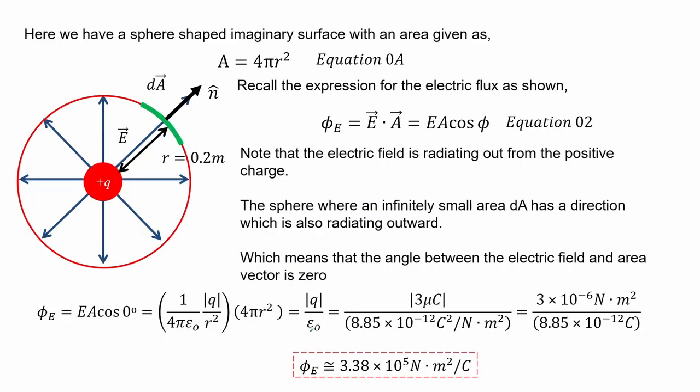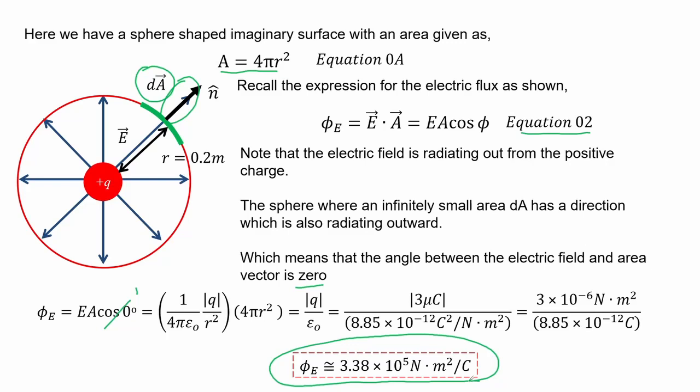Here we have a sphere-shaped imaginary surface with an area given in equation A. Recall the expression for the electric flux as shown in equation 2. Note that the electric field is radiating out from the positive charge. On the sphere, an infinitely small area has a direction which is also radiating outward, which means that the angle between the electric field and area vector is 0. Substituting this back to equation 2, we have that the electric flux generated by the charge through the spherical surface is about 3.38 times 10 to the power of 5 newton meters squared over coulomb.